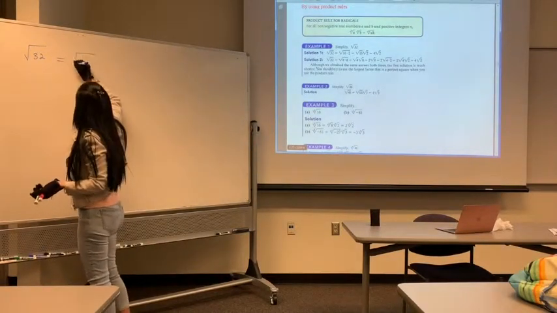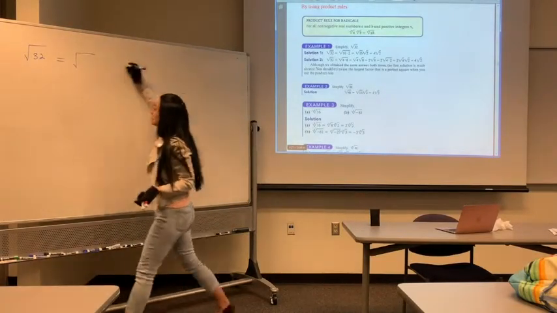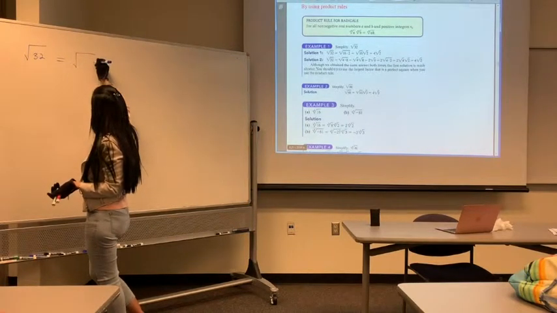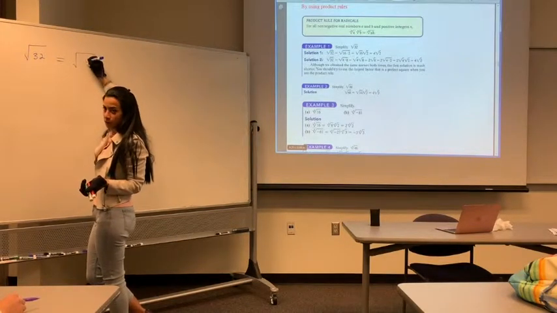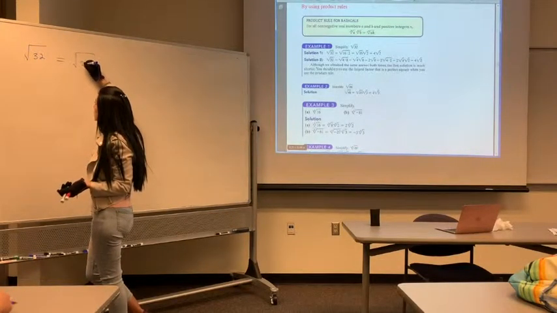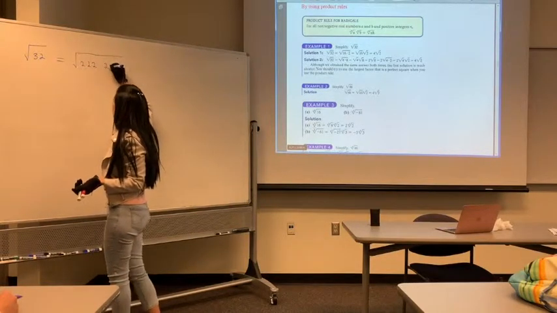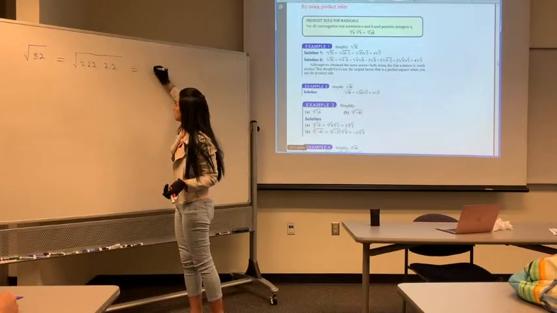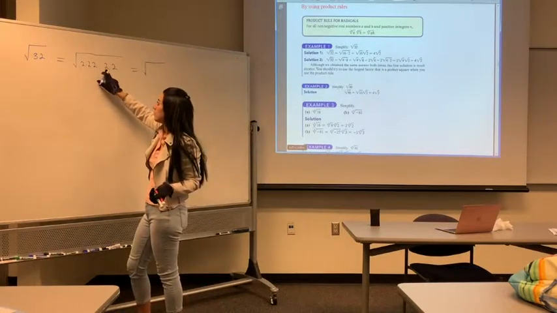The first thing I will do is write down all the prime factors that multiply together to give us 32. We know that 8 multiplied by 4 gives us 32. If we break down 8, we have 2 times 2 times 2. If we break down 4, we have 2 times 2. So overall, we have 1, 2, 3, 4, 5 of them.